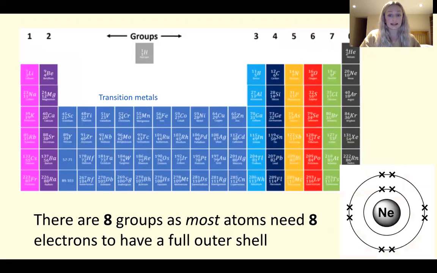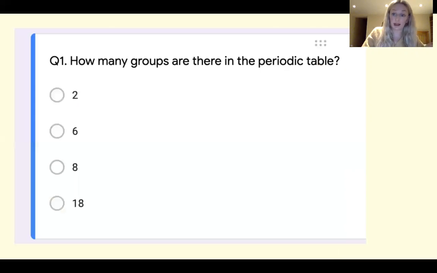The reason that there are 8 is because most atoms need 8 to have a full outer shell. So it's not just to do with the columns across, because I know there's 18 columns across, but it's to do with the fact that you need 8 to have a full outer shell. And all of the groups will follow the same pattern. I've highlighted the word most because obviously there's the examples. Hydrogen only has 1 in its outer shell, and then helium only has 2 because they've only got that first outer shell. So they're the only ones that don't follow the pattern. Every other one needs 8 for its outer shell, and that's why there's 8 groups. The answer, 8. There we go.